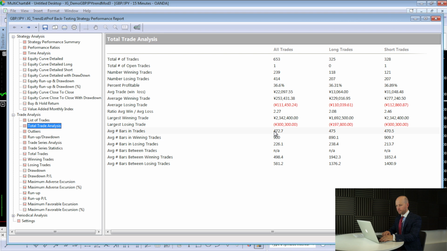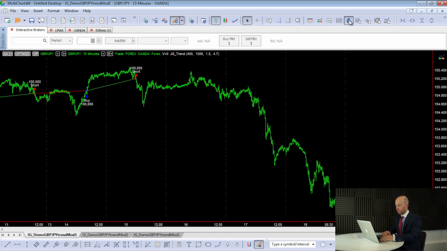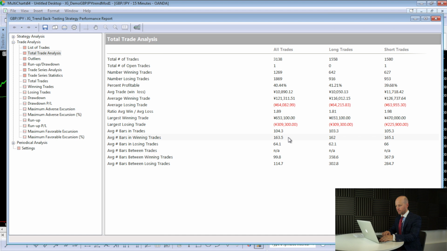In fact, let's look at the time that we spent in the trades. If we look at average bars in trades, now I'm using a 15-minute chart at the moment, the average bars in trade using the filter is 472, as opposed to without the filter, only 104 bars. So almost 5 times as long in the trade, and that's what's giving us a better quality trade. It allows us time to make more money, for more of a trend to become established.